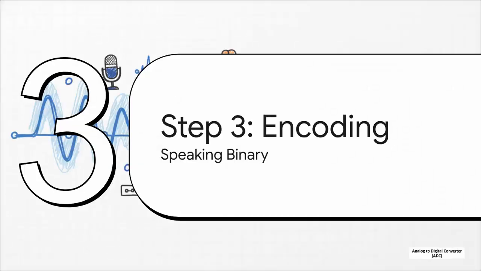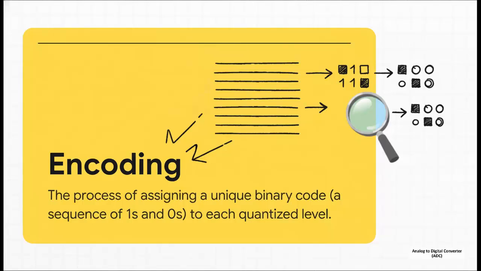All right, we are on the home stretch. We've taken our snapshots and we've rounded their values to specific levels. The final step is to translate those levels into a language our computers and phones actually speak, the language of ones and zeros. Encoding is basically that final translation step. It's the process where we assign a unique binary code, that's a sequence of ones and zeros, to each and every one of those quantized levels we just created.